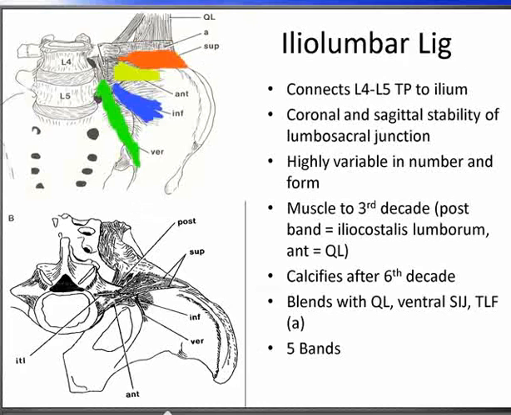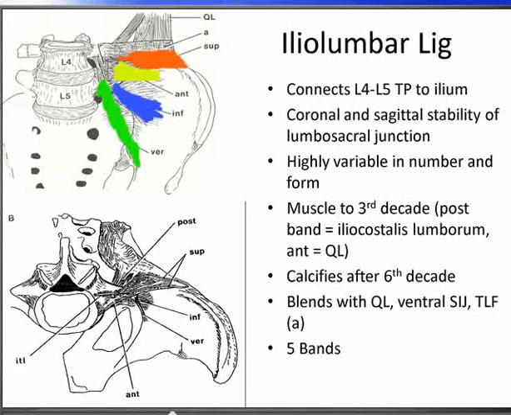So back to the iliolumbar ligament. The iliolumbar ligament connects the L4, L5 transverse process to the ilium. So what's its function? Well, clinically, it provides stability in the coronal plane and in the sagittal plane of particularly the lumbosacral junction. It's highly variable in number and in form, and it's said to be muscle up to the 3rd decade of life.